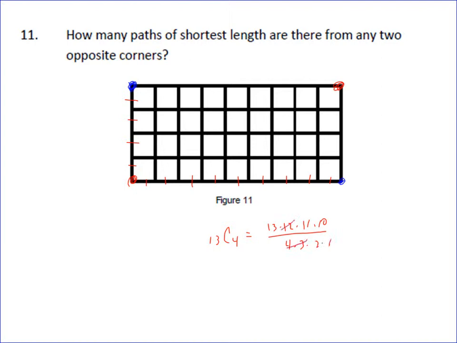So the 12 cancels out, a 2 cancels with the 10 to make 5, so you end up with 13 times 11 times 5, which equals 715.